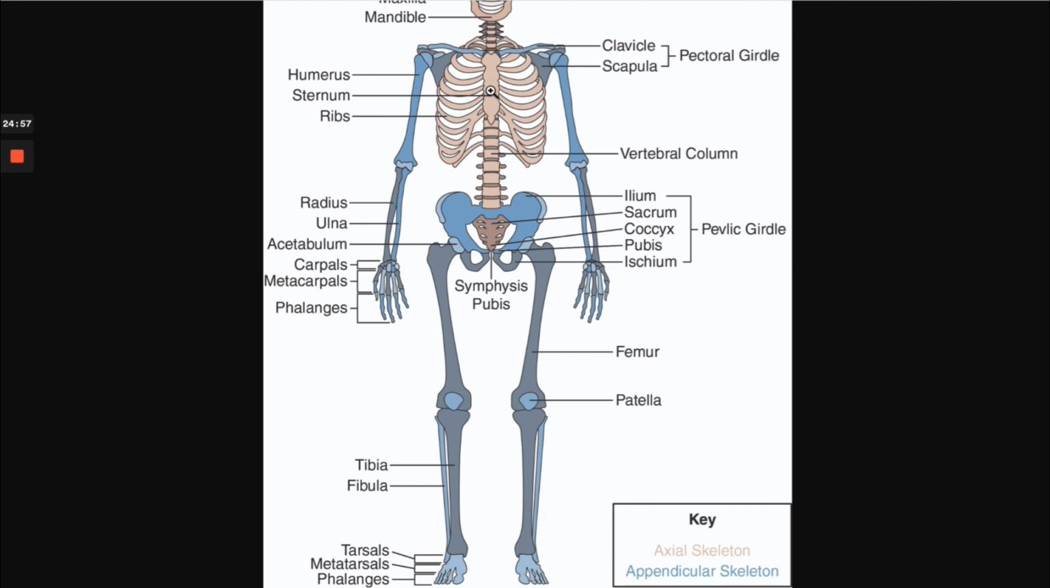Medial means towards the middle or midline, so the sternum is medial to the chest. One way to remember this is M equals M, or medial equals middle or midline.